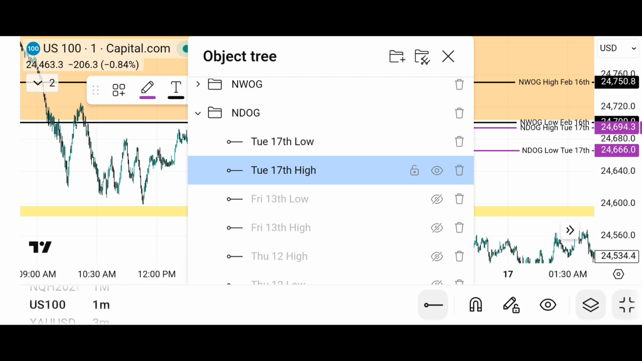So I normally hide the ones that are not currently in use, just like this. You can see some being hidden. Friday 13th low is hidden. Friday 13th high hidden. Thursday 12th high is hidden. And the one price is currently making use of, that's the Tuesday 17 low and Tuesday 17 high. So that's how I manage my charts, and that's how I keep my chart clean.